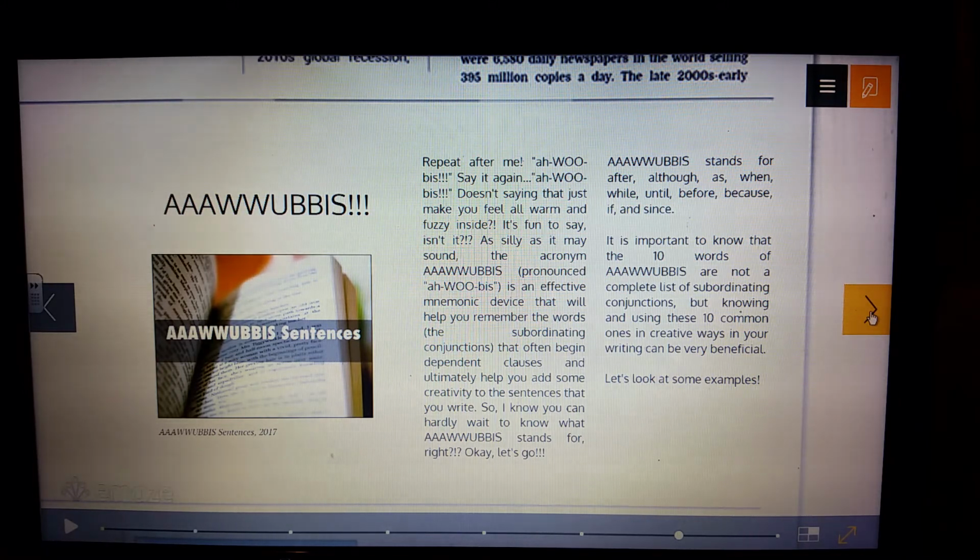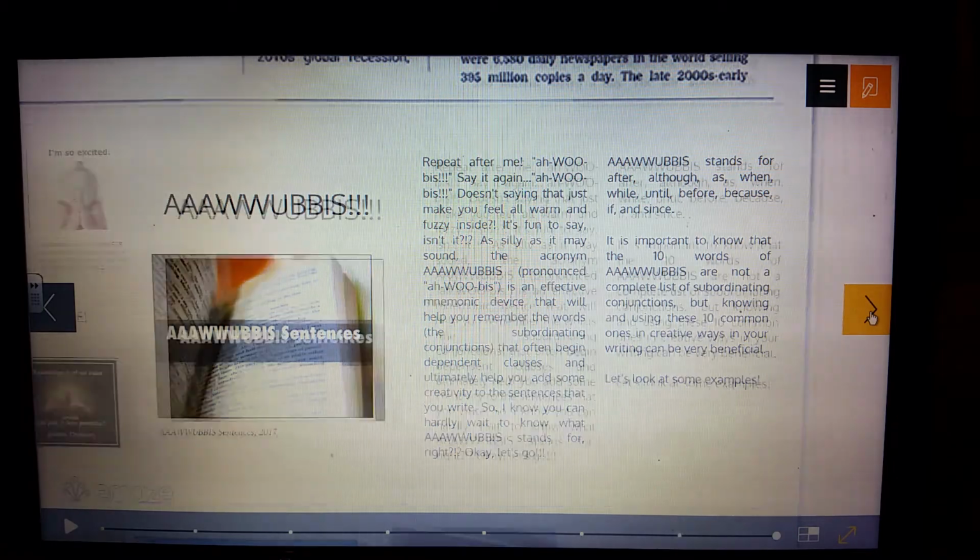So I know you can hardly wait to know what Woobus stands for, right? Okay, let's go. Woobus stands for after, although, as, when, while, until, before, because, if, and since. It is important to know that the 10 words of a Woobus are not a complete list of subordinating conjunctions, but knowing and using these 10 common ones in creative ways in your writing can be very beneficial. Let's look at some examples.